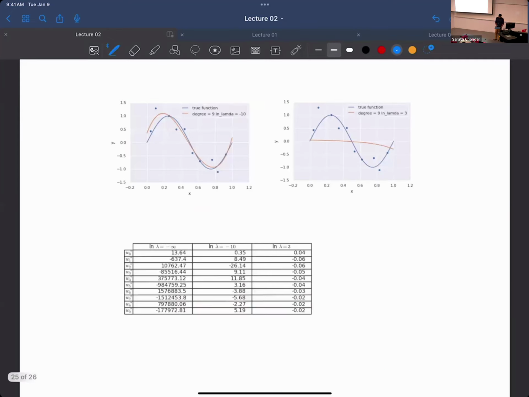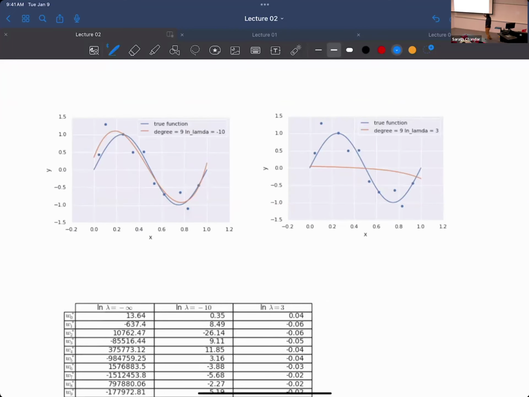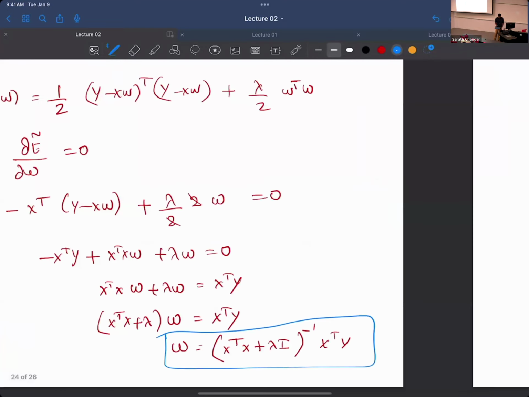Okay, so let's look at the example here. I'm using a degree 9 polynomial, but I'm trying different values of lambda. In the first example, ln of lambda is minus 10. I'm using ln space so that it's easier to change. Here, ln of lambda is 3. So you see that as I increase the value of lambda, the model gets closer and closer to a linear model. Why is this happening? This is happening because you go back to this equation, right?